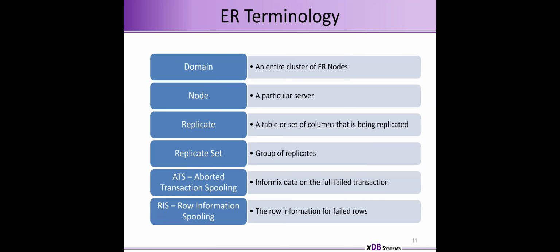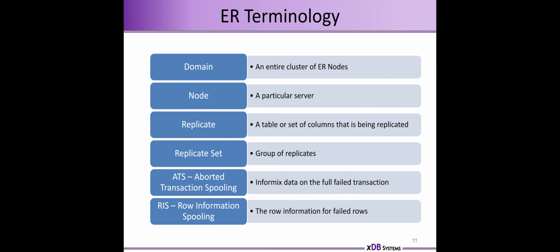Some terminology when we're going through this. Our domain, which gets real confusing when you're also dealing with Windows systems, but our domain in this case is our entire cluster of all of our ER nodes, all of the replicates inside, et cetera. Everything that is inside one particular set of ER servers is the domain. An Informix instance can only be in one domain, so you do need to keep that in mind.